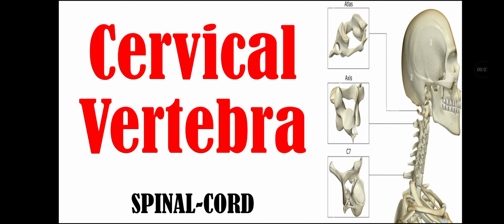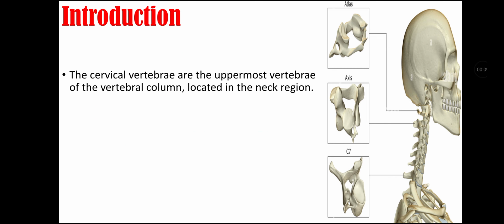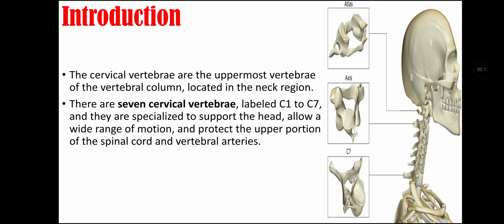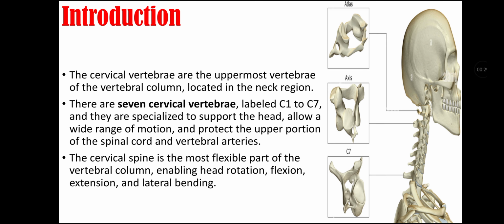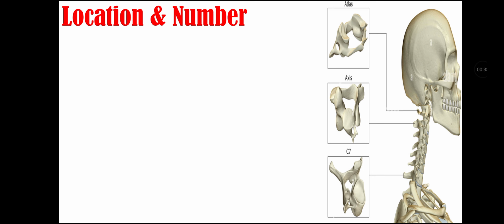So let's start our topic with introduction. Cervical vertebra are the uppermost vertebra of vertebral column located in the neck region. There are seven cervical vertebra labeled C1 to C7, and they are specialized to support the head, allowing a wide range of motion and protecting the upper portion of the spinal cord and vertebral arteries. Cervical spine is the most flexible part of vertebral column that enables head rotation, flexion, extension, and lateral bending.